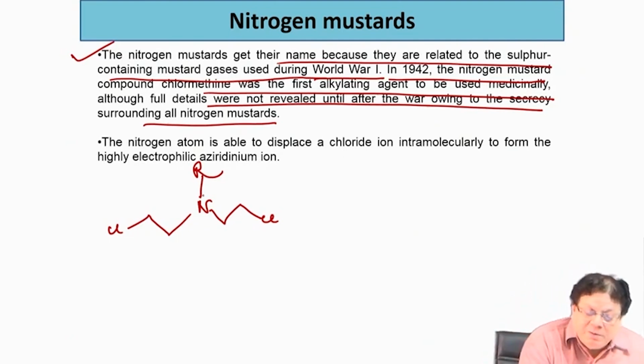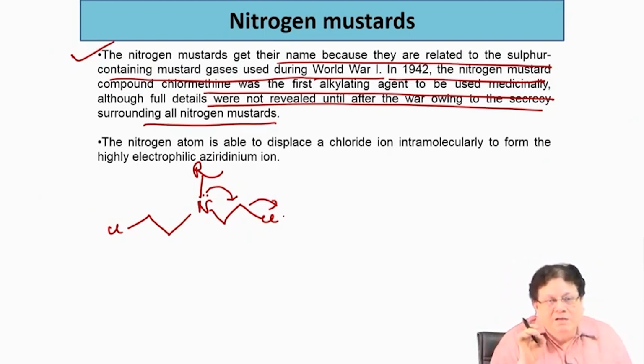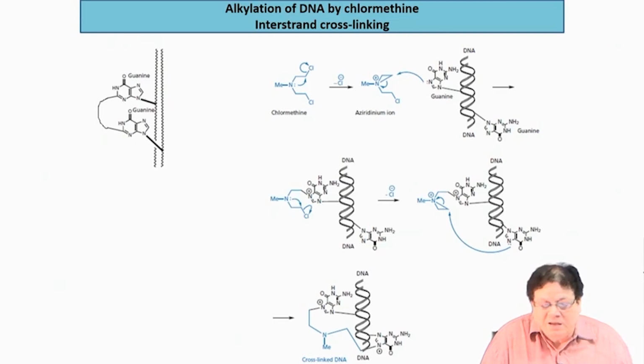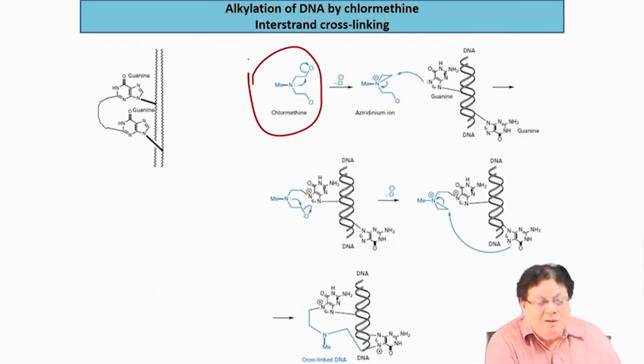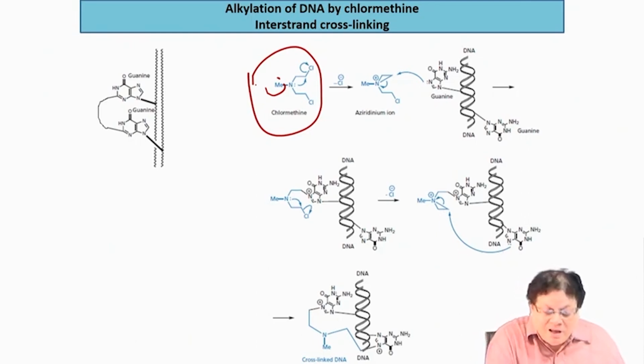Okay. Here the mechanism is that instead of the episulfide, you will get the aziridinium ion as the transiently formed reactive species. Okay. But here also this anchimeric assistance is taking place. Now, depending on the R, you have different alkylating agents. The first alkylating agent which was used as a drug was this chlormethine. Chlormethine is nothing but you have a methyl here, okay, and that is the mechanism. The guanine is attacking here, and then another guanine is attacking the other aziridinium ion.